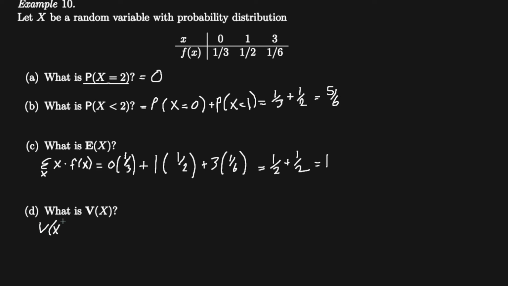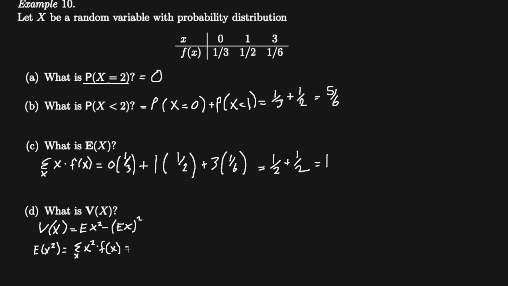D is asking for the variance. Now we know the variance is equal to the expected value of x squared minus the expected value squared. We know the expected value, but we don't know the expected value of x squared, so we have to find that out, which is fairly simple.